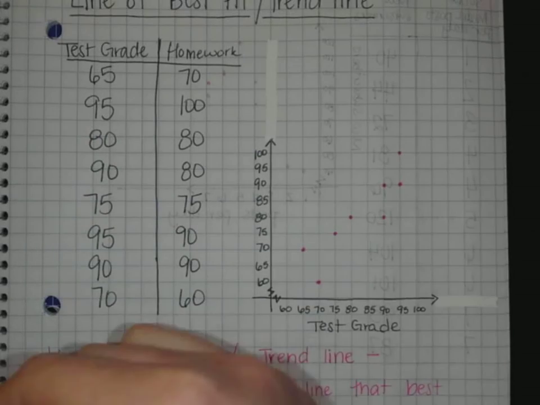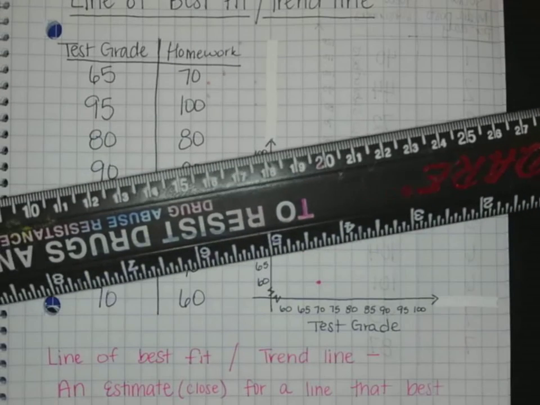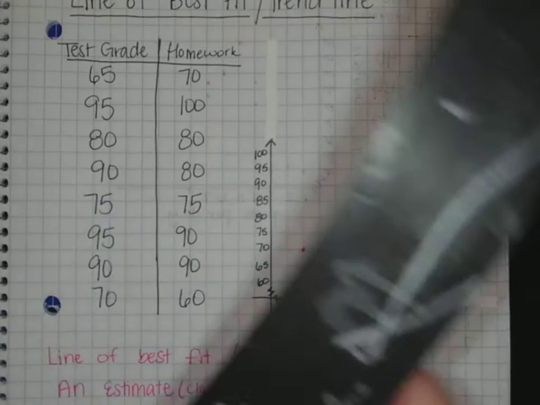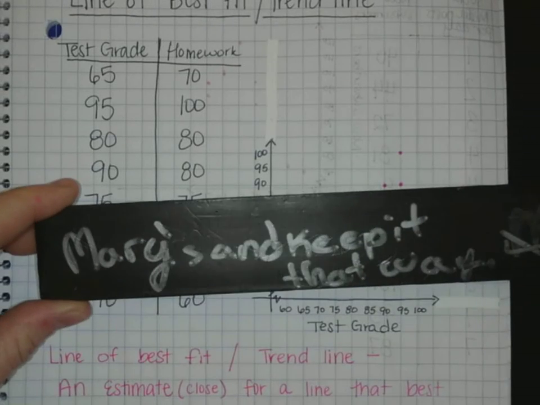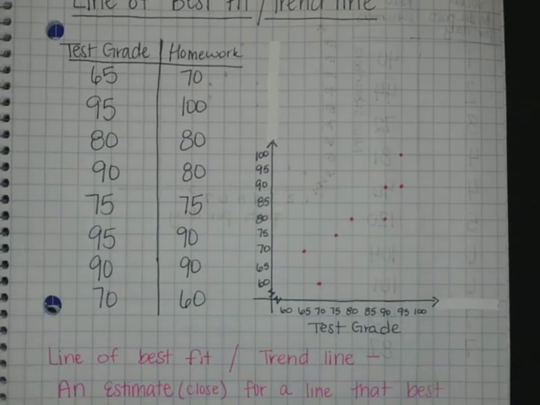I have my ruler. Look at this ruler. I got it in 5th grade. Look, I want to show you this. I just thought this was funny. So it says Mary's and keep it that way. So I thought that was funny whenever I grabbed this ruler.